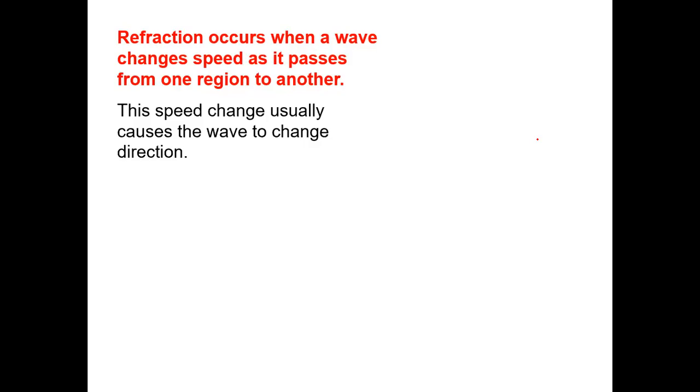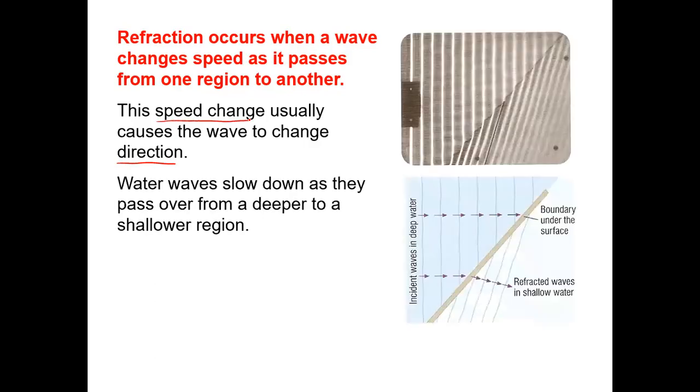The speed change usually causes the wave to change direction. So this is a really important thing. You can see the water waves in the top diagram from the ripple tank. You can see the ripples, the wave fronts. These wave fronts are moving in this direction, and these white lines are the wave fronts, and the distance between every two wave fronts is equal to lambda.